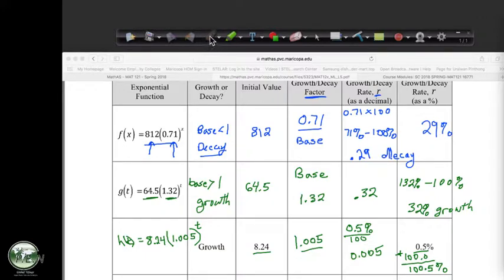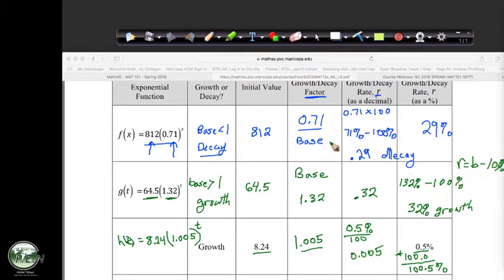That's when they gave us this formula, that we're looking for the rate is equal to the base minus 100%. And again, I do 100 instead of 1.